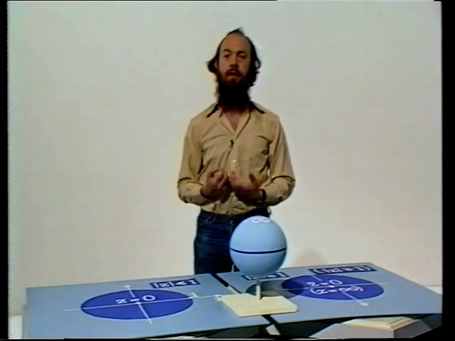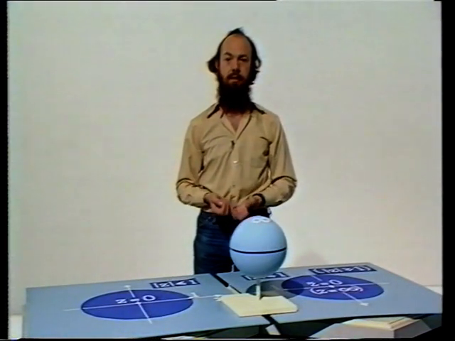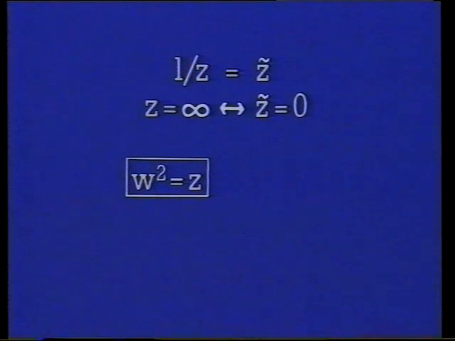Now we have to see what the locus looks like at z equals infinity. That is, we have to find the values of w at z equals infinity. So we substitute our new variable and look for values of w at z tilde equals 0.